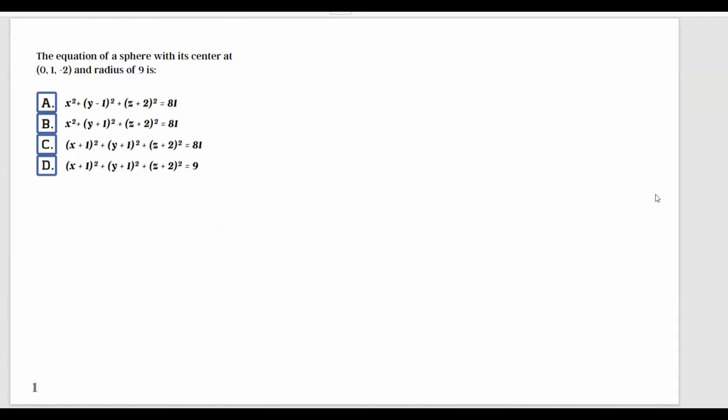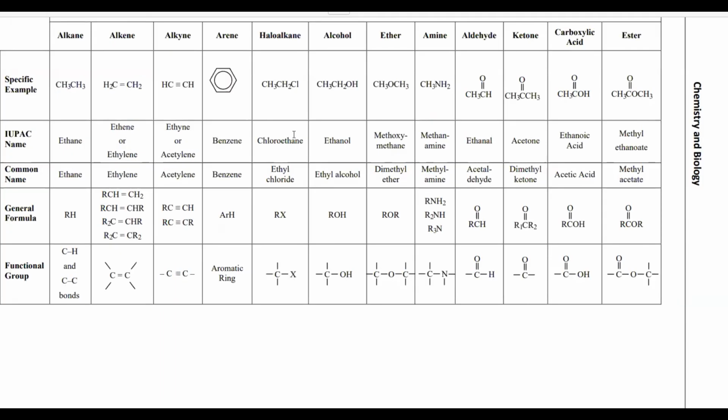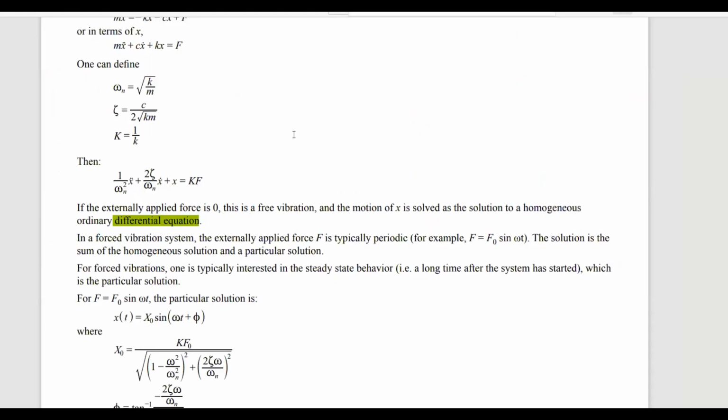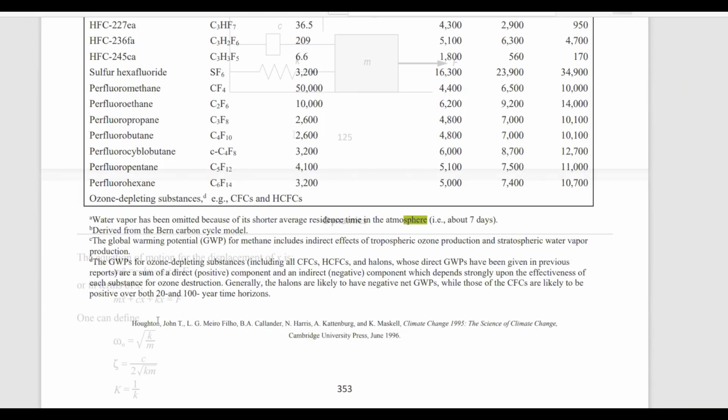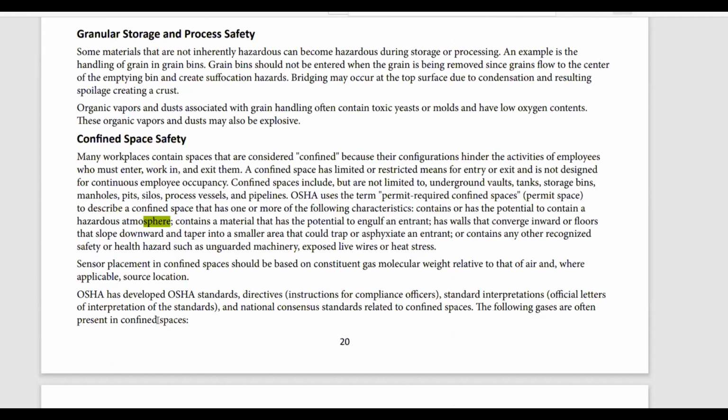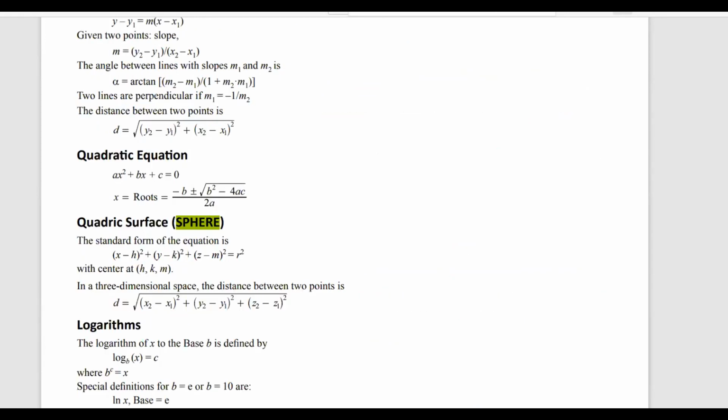The equation of a sphere with its center at 0, 1, minus 2, and the radius of 9 is... First, I would go to the FE handbook and let's type a sphere. There you go. The standard form of the equation is x minus h squared plus so on, z minus m. And these are the centers. So let's go ahead and write this equation down.